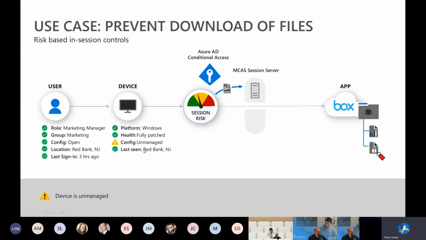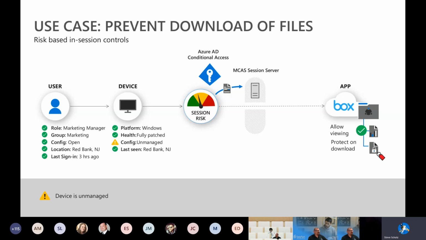It's fully patched, but it's an unmanaged device, so it's not being managed by Intune or SCCM. So the session risk goes up to a medium. Based on that, the server session actually gets proxied. And what happens is when the app comes through, we're going to go ahead and proxy that app to the user. And when the user actually looks at that, we're going to prevent them from downloading it. We're going to just allow view only.